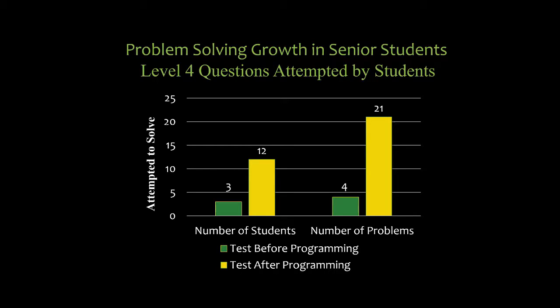In Omaha Public Schools, we level our questions, with level 4s being the higher level questioning applications. Of the 40 students in my study, across all the units combined, only 3 students ever attempted a level 4. After we introduced computer programming, for only about a month and a half, 2 months, in the units after, we got up to 12 students and went from only 4 total problems ever that I needed to grade up to 21.